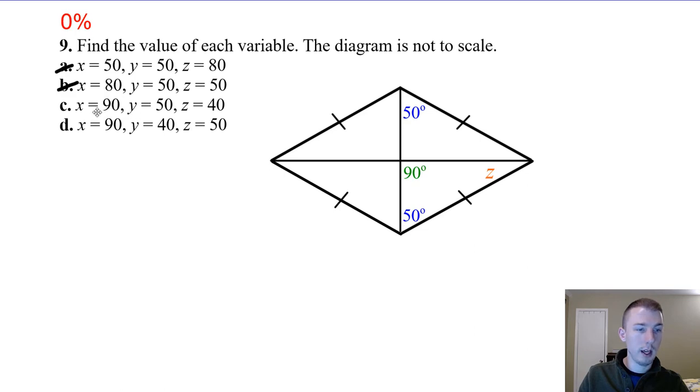So we have x is 90, y is 50, so z has to be 40. But in this case, we also see we have a triangle, and so if 90 degrees is going to be one of our angles, the other two have to add up to 90, so the complement of 50 is going to be 40, so z sure enough is equal to 40. So our answer is C as in Charlie. Looks like everybody got that one right, so good job.